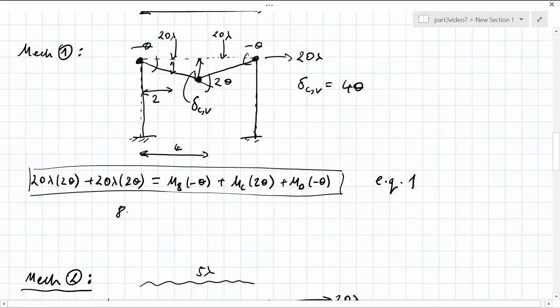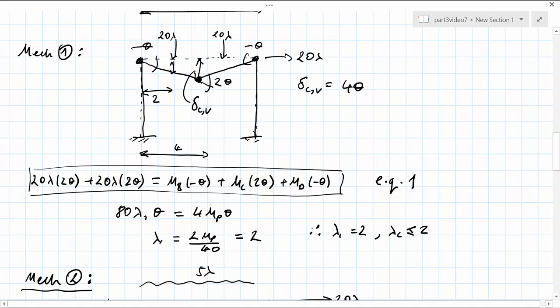At collapse, 80 times lambda 1 times theta is equal to 4 M_p theta. So lambda 1 is equal to 2 M_p over 40, which with M_p being equal to 40 is equal to 2. So lambda 1 is equal to 2, and the collapse load factor is less than or equal to 2 at this stage.